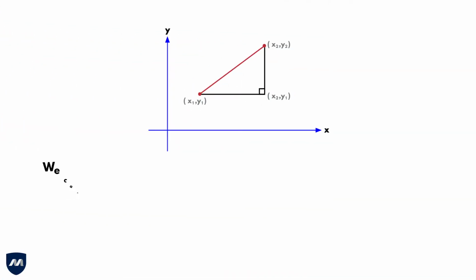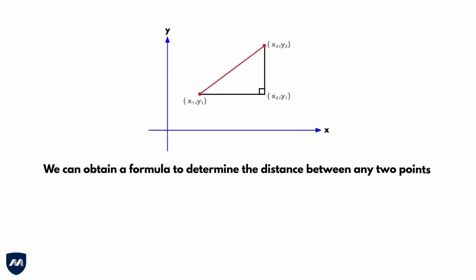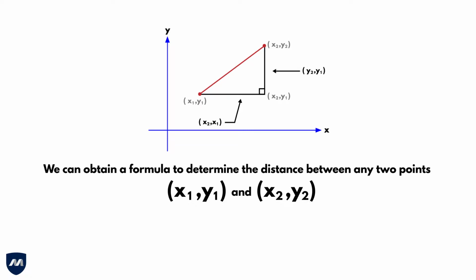We can obtain a formula to determine the distance between any 2 points, (x sub 1, y sub 1) and (x sub 2, y sub 2). The distance along the horizontal segment is the difference between the x-coordinates, x sub 2 minus x sub 1, and the distance along the vertical segment is the difference between the y-coordinates, y sub 2 minus y sub 1.